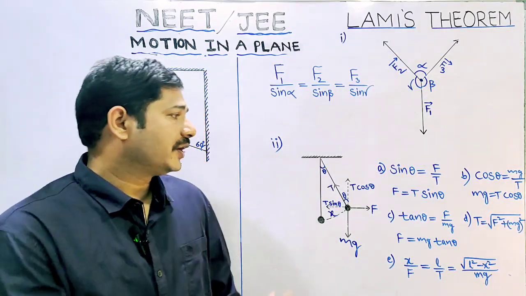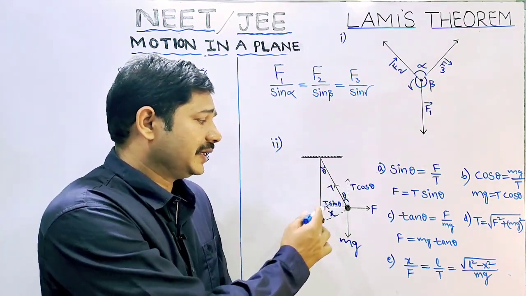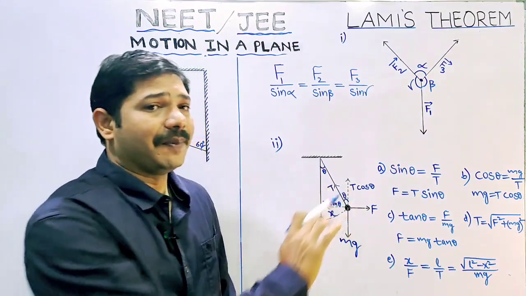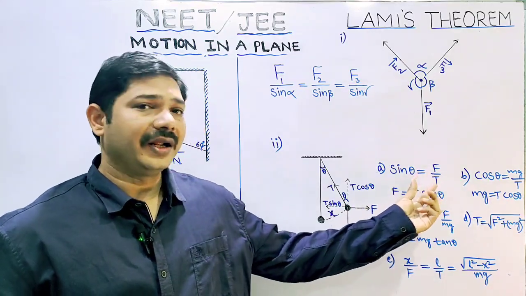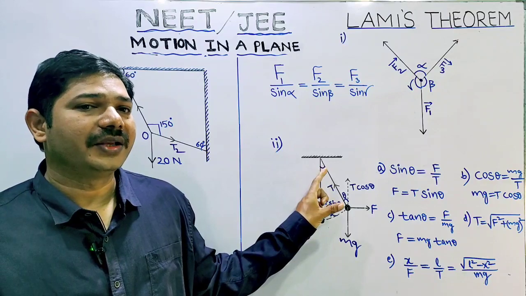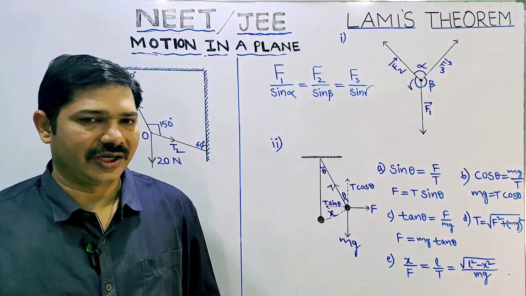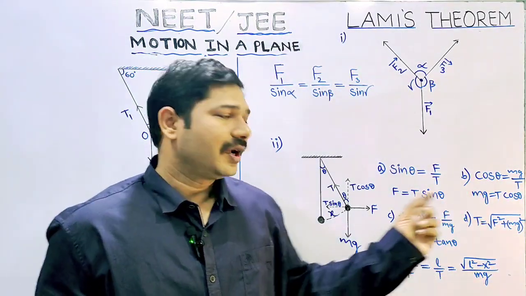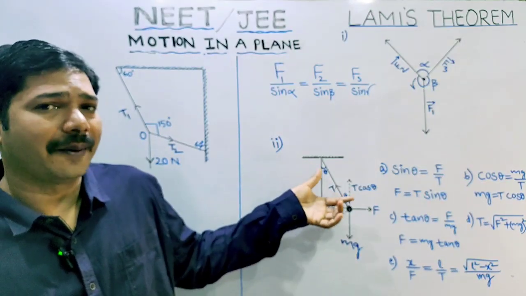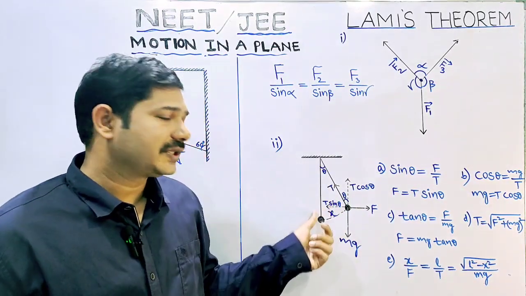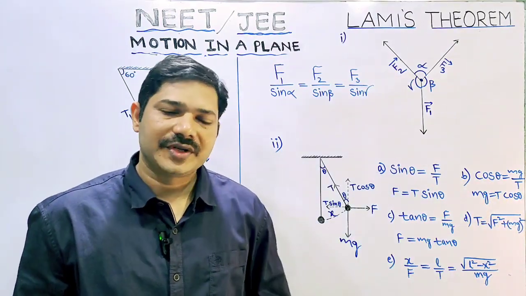Observe here. The sine function: sine theta equals opposite side by hypotenuse. Here the opposite side is the force we applied, F. The hypotenuse is the tension in the string, T. Then F equals T sin theta. Like that, the cos function: cos theta equals adjacent by hypotenuse. Adjacent is mg, so cos theta equals mg by T. So mg equals T cos theta.